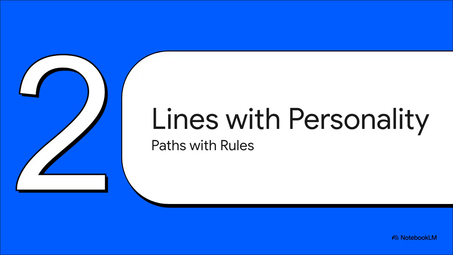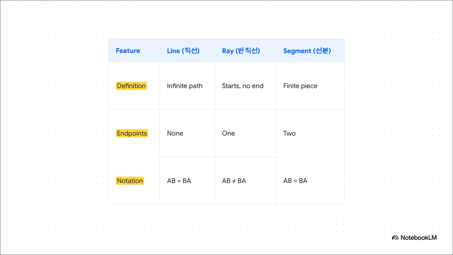All right, so we've got this idea of a line, but it turns out that simple concept has a few different personalities. And if we really want to build things, we need to get specific about the kinds of paths we're using. So, check this out. A true line, or 직선, is the one that goes on forever in both directions. A segment, or sunbun, that's what we usually think of. It has two endpoints, a clear start and stop. It's what we use to build shapes. But then there's the ray, or 반직선, which is unique. Think of a flashlight beam. It has a starting point, but then it shoots off into infinity in just one direction. That's why the notation is so important here. The starting point always has to come first.